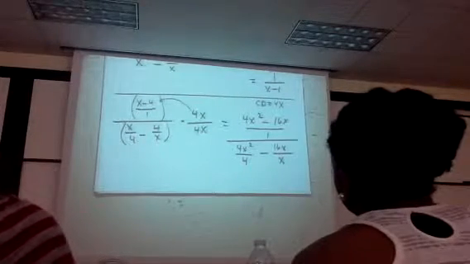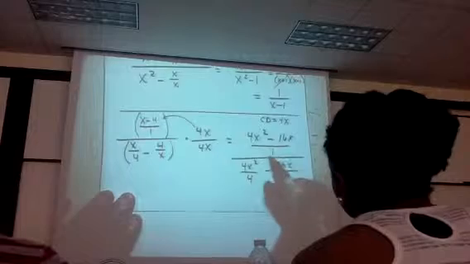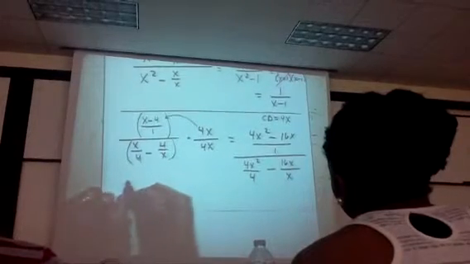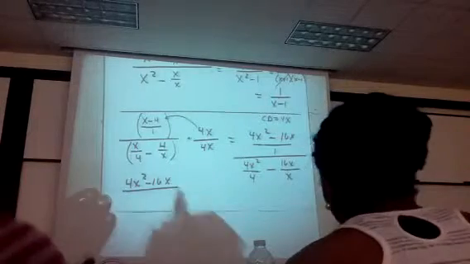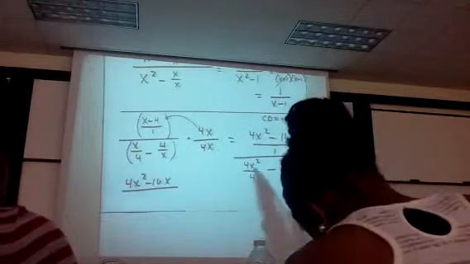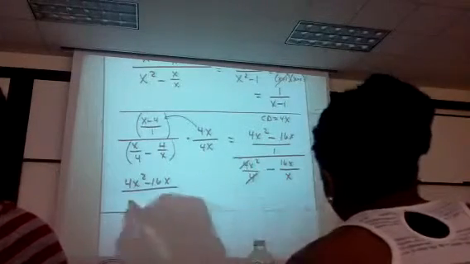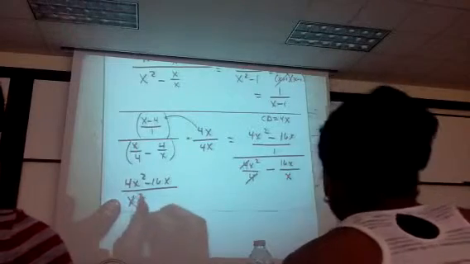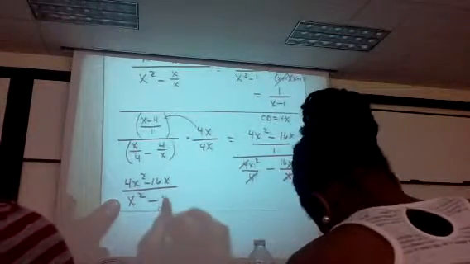Are we okay so far? This does not need to be over 1. It's fine as it is. 4x squared minus 16x. Here's where I'm glad I multiplied by the 4x because my denominators are going to disappear. The x squared minus x has disappeared, 16.